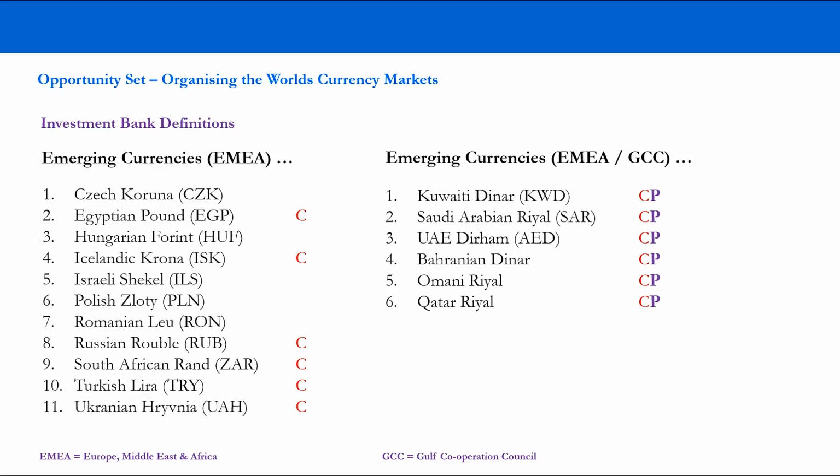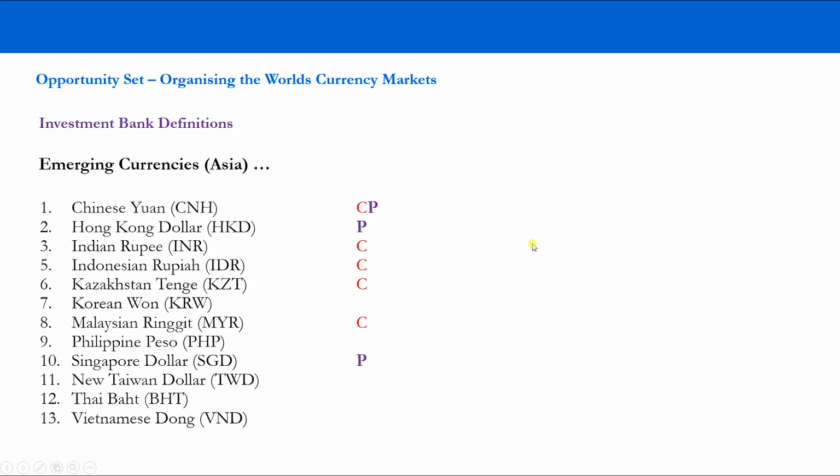The other definition that we look at with investment banks, retail brokers, is in emerging currencies. So we're talking about countries here whose economies are small and growing at a high rate, or should be growing at a high rate, and they're defined as emerging currencies. Emerging currencies, typically within investment bank definitions, retail broker definitions, are split up into EMEA, so Europe, Middle East, and Africa, Gulf, so Gulf Cooperation Council, GCC, and also on the next page, Asia.